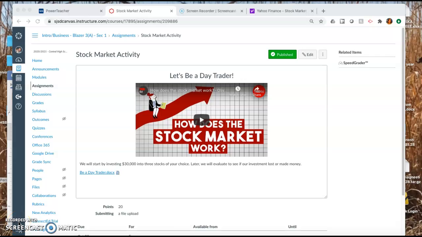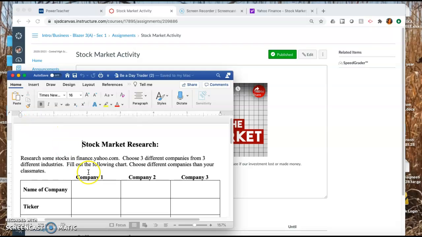In this screencast, I'm going to show you how to fill in the research for our stock market activity. So if you open up this Microsoft Word document, I'll show you what we're going to be doing. I'm going to give you pretend $30,000.